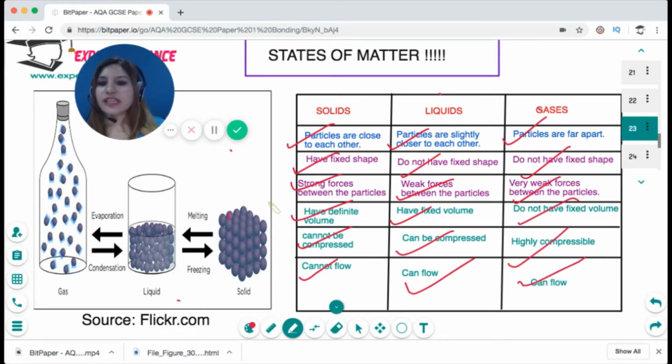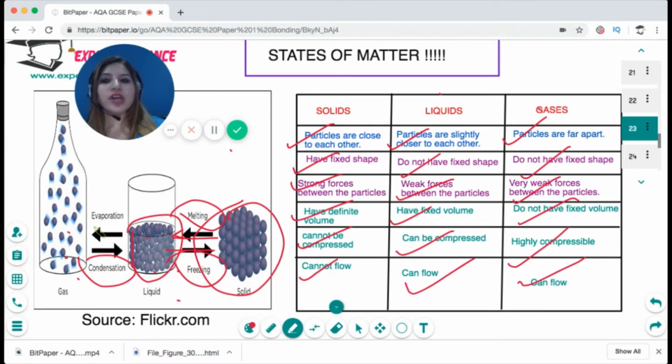So you can see solid particles are very close to each other. Liquid, they're a little far apart. In gas, they are very far apart. And solid can be converted to a liquid by melting, reverse is freezing. Gas can be converted to a liquid by condensation, and liquid can be converted to a gas by evaporation.